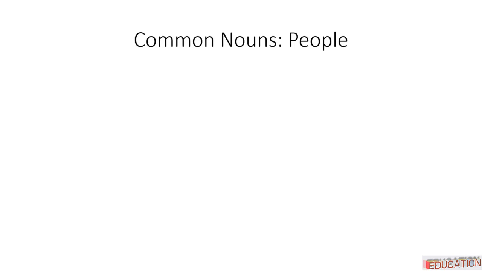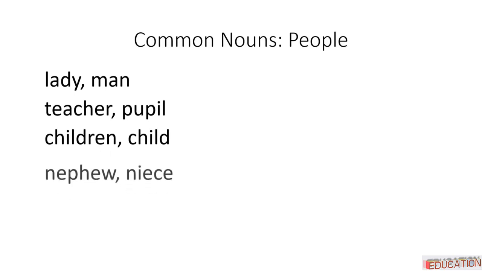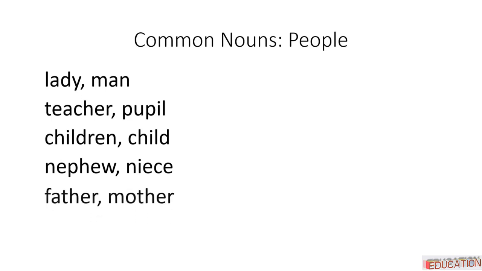Some examples of common nouns of people: lady, man, teacher, pupil, children, child, nephew, niece, father, mother, grandparent. As you can see, these aren't the individual people, they're just the types of people.